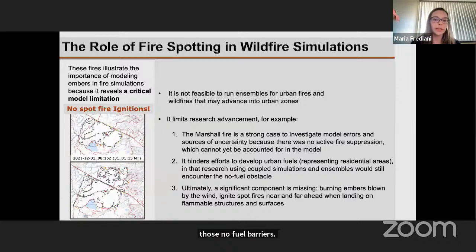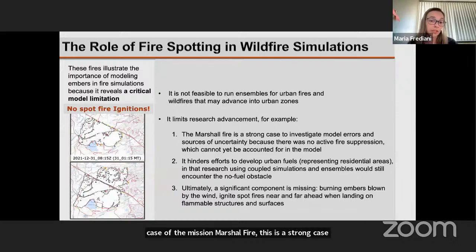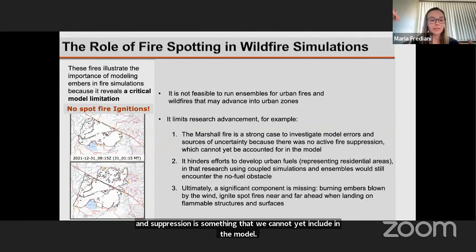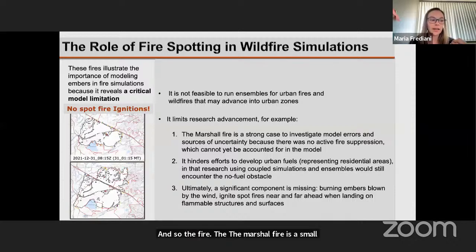For example, in the case of the Marshall Fire, this is a strong case to investigate model errors and sources of uncertainty because there was no active suppression from firefighters. And suppression is something that we cannot yet include in the model. The Marshall Fire is a small area, short case, and so it would be a really great opportunity to have a case study to really explore uncertainties in the coupled model framework.